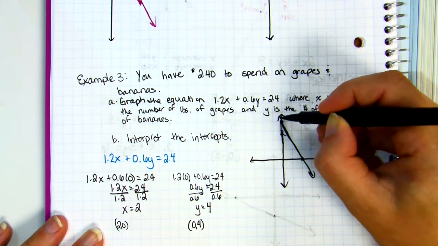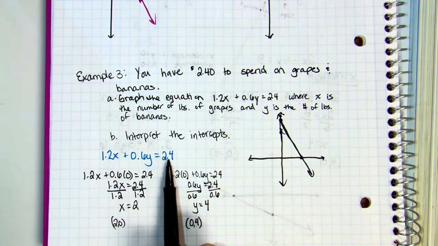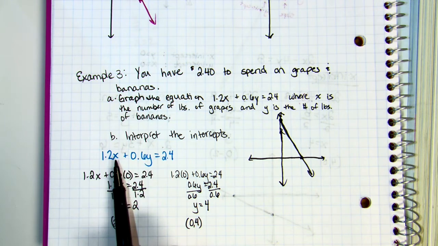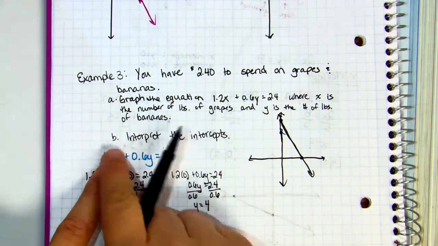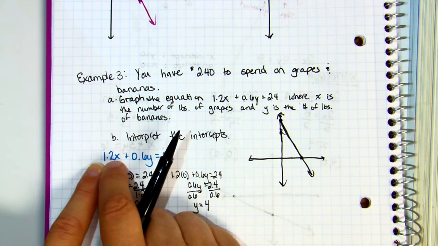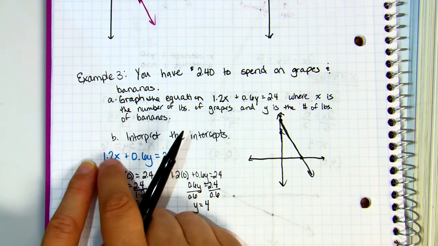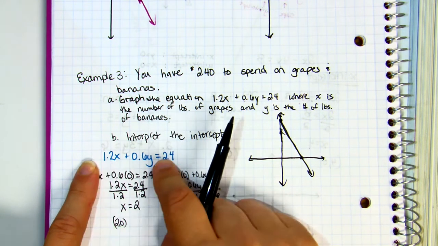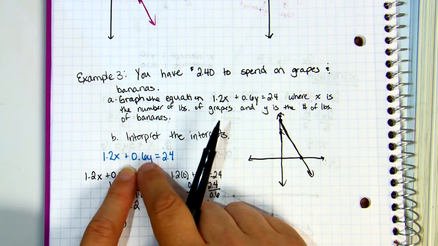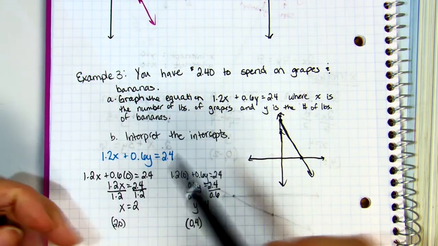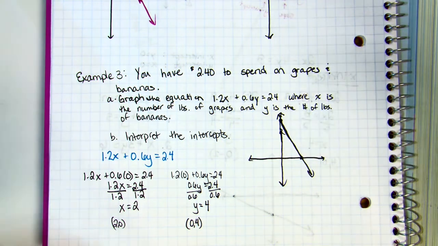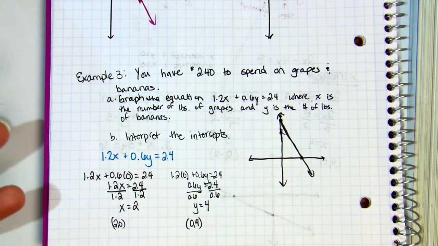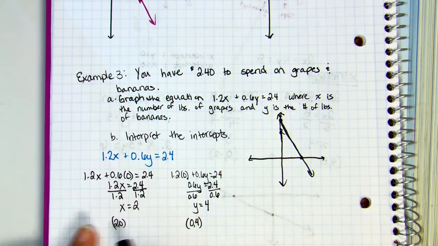If you think about what this situation is saying, I have $2.40 to spend. x is the pounds of grapes, y is the pounds of bananas. So what this is actually telling me, 1 pound of grapes would cost $1.20. So that 1.2 is telling me how much per pound. This 0.6 is saying that each pound of bananas is 60 cents. So that's just where this equation came from. Any point on this line is showing me the combination of pounds of grapes and bananas I bought to spend $2.40. So for part B, interpret the intercepts.